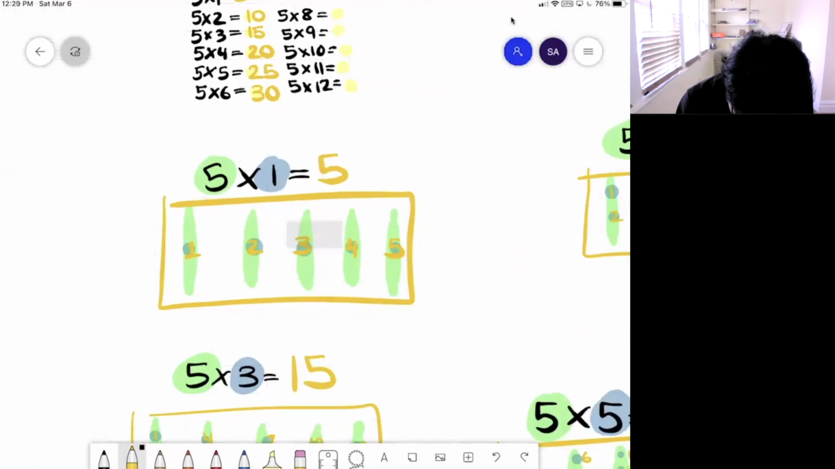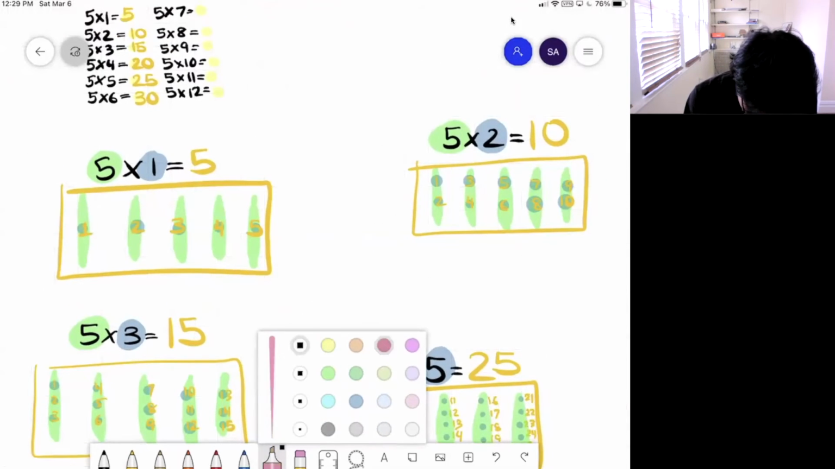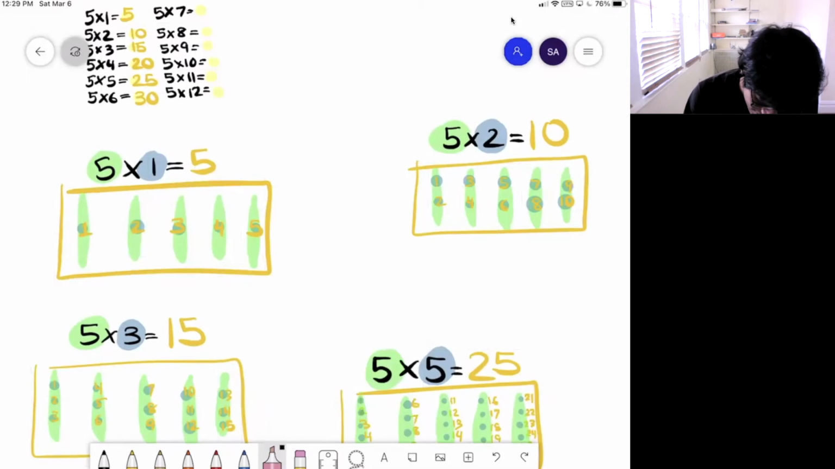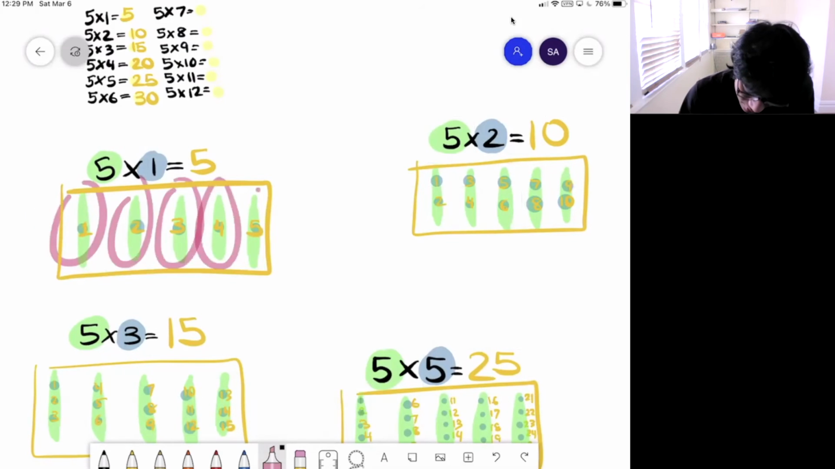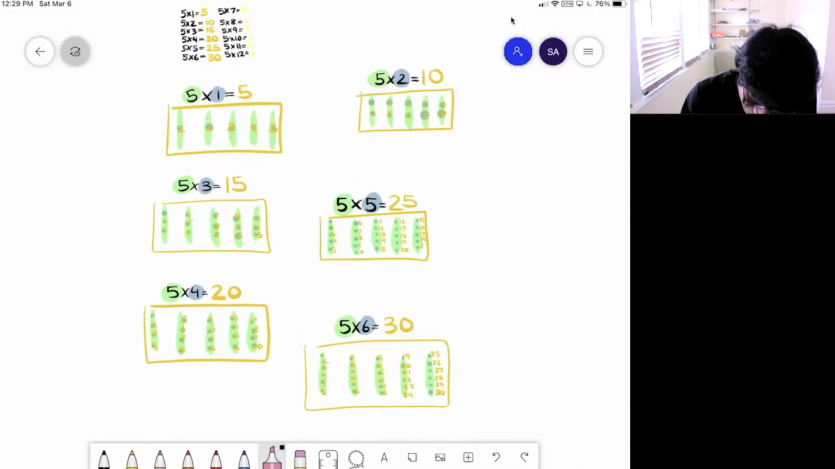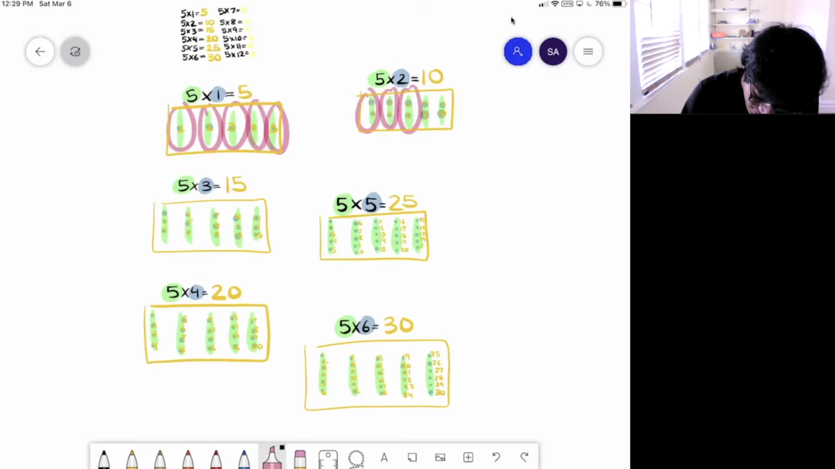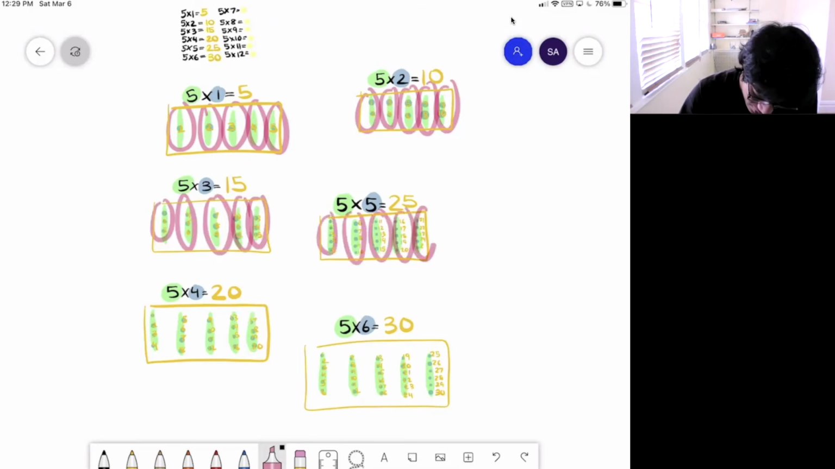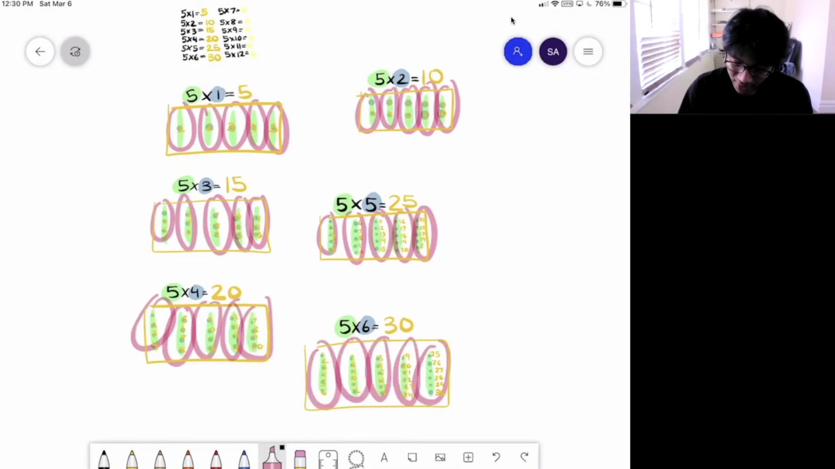Check it out. 5 times 1 here, all of them have 5 columns. You see that? 1 pillar, 2 pillars, 3 pillars, 4 pillars, 5 pillars. All of them have 5 pillars, 5 columns like that. Let me highlight that. This one has 5, this one has 5, this one has 5, right? So all of them have 5 pillars, right?